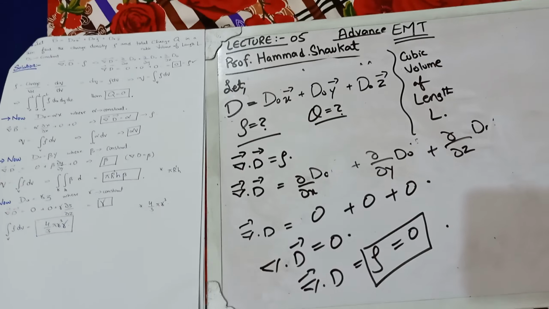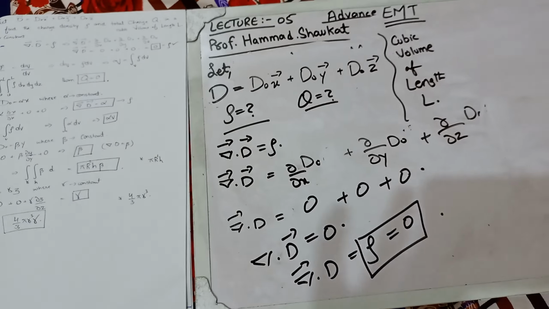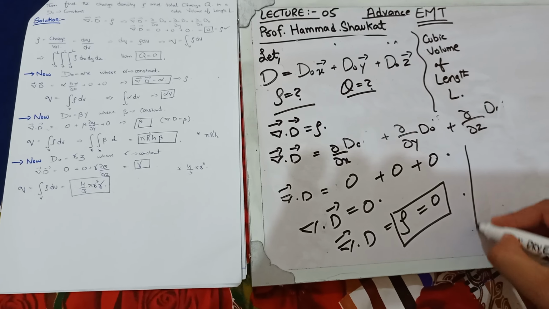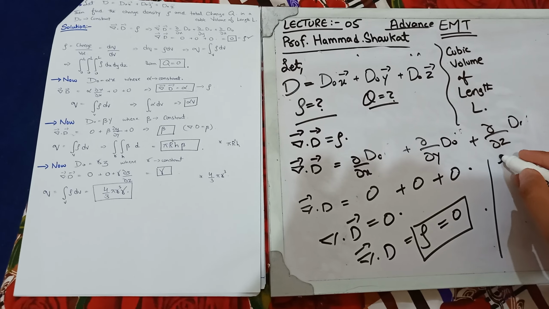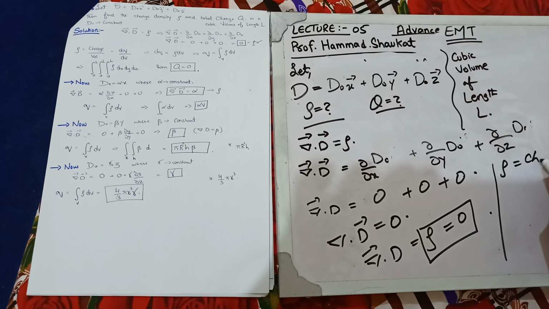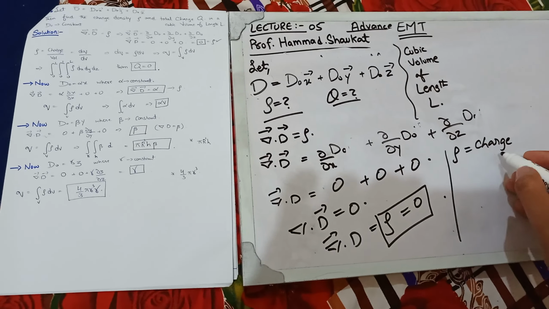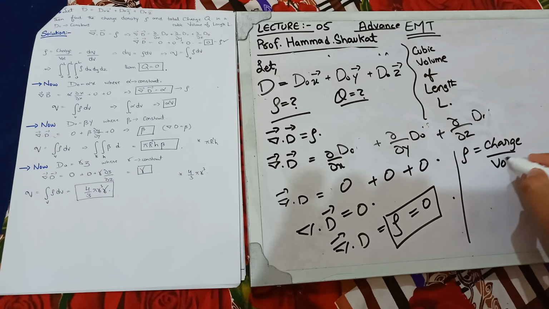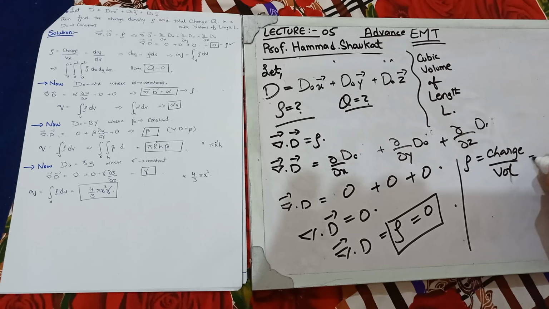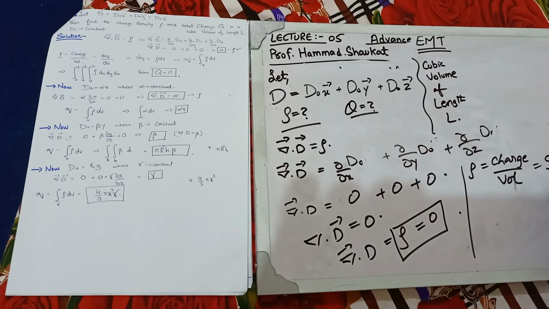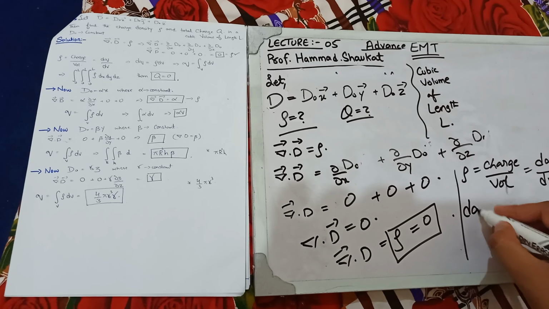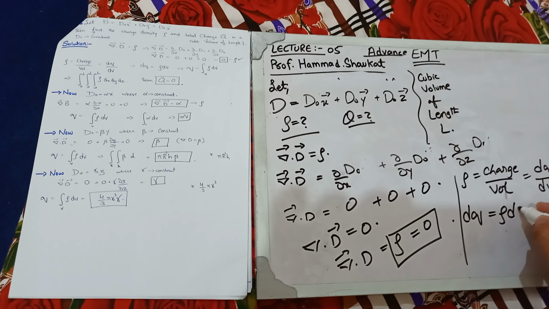But there is another thing, you have to find the charge, your total charge. How can you find the charge? As you already know, your charge density, which is rho, is equal to charge per unit volume. And you know the change in charge is dq, and volume is dv. But if you have to find the charge, dq becomes equal to rho dv.